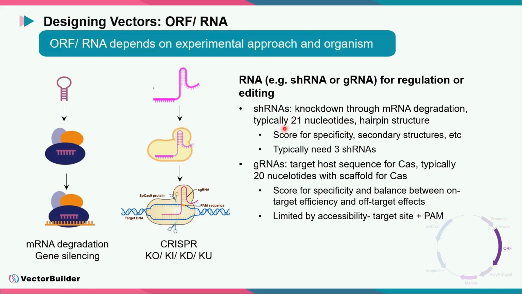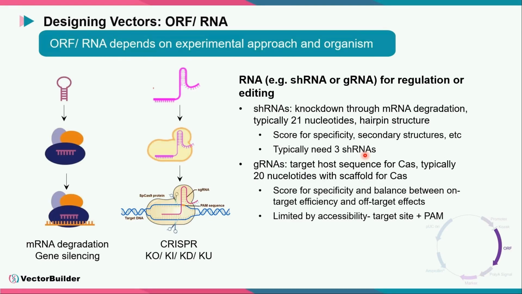Now, these different shRNA options are going to be scored for things like specificity and secondary structures, but those scores are theoretical. You're going to need to test those out to make sure that you validate them. Additionally, it's recommended that you try out at least 3 shRNAs because this is going to ensure that you have adequate validation. It also helps to discern which phenotypes are actually real versus those that are potentially off target.